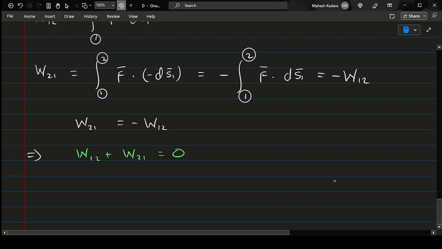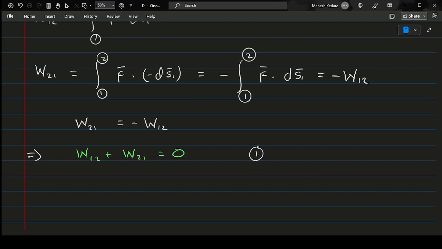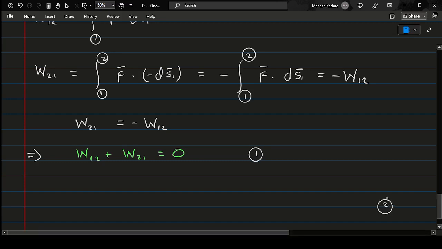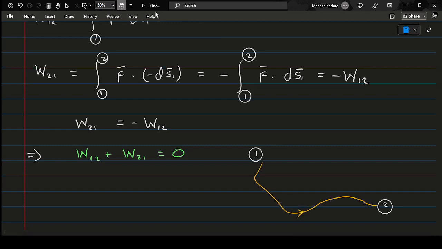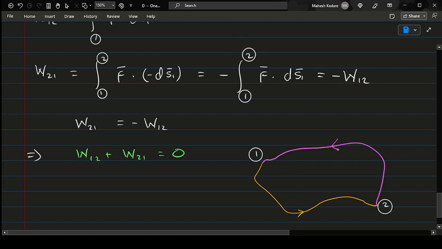Now, we consider two paths again between the two positions, position 1 and position 2. One path going from position 1 to position 2 like this, and we come back to position 1 but via some other path, so that we have a round trip journey between position 1 and position 2. We go from 1 to 2 and then come back from 2 to 1. So this is a round trip journey.